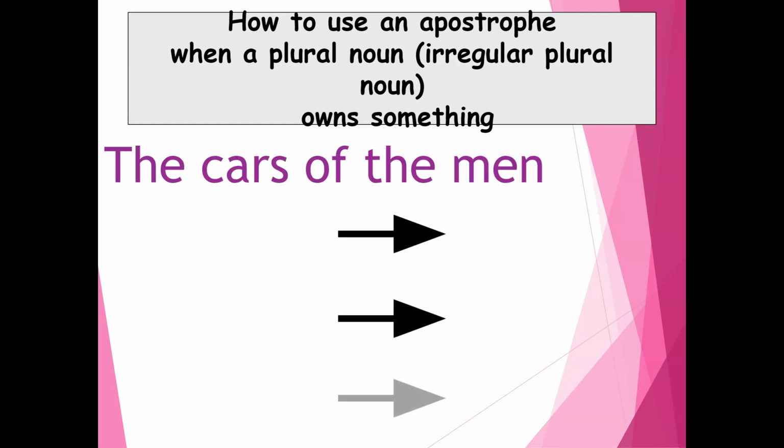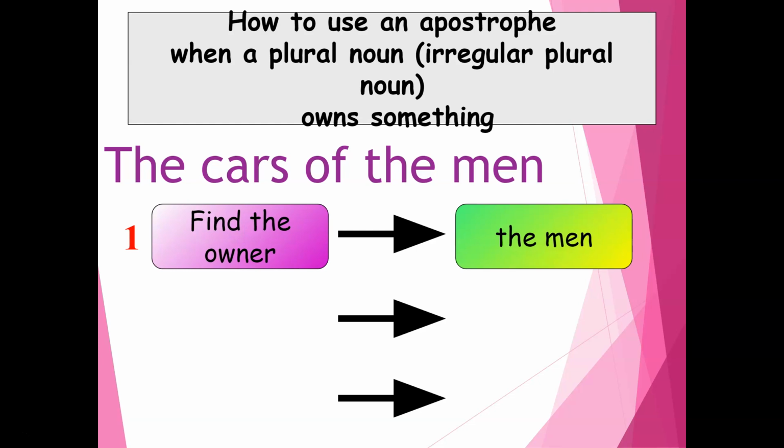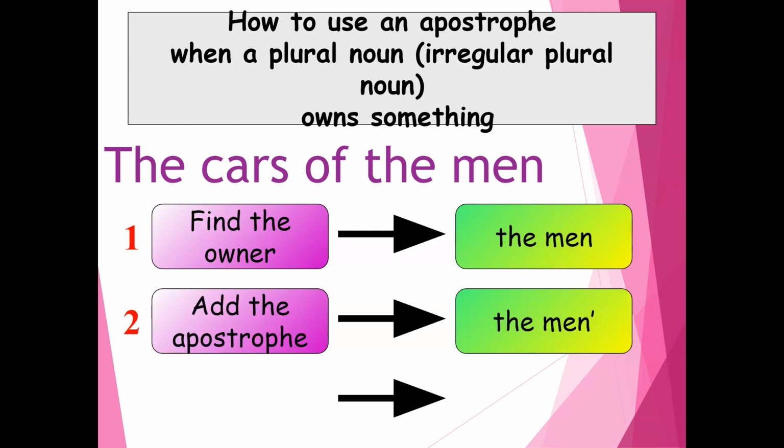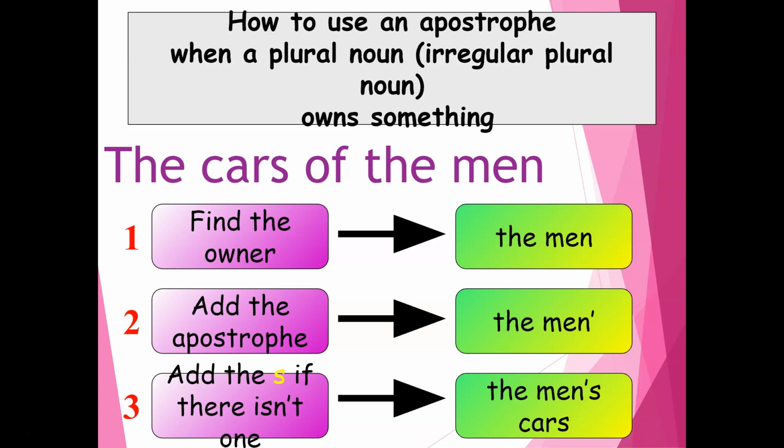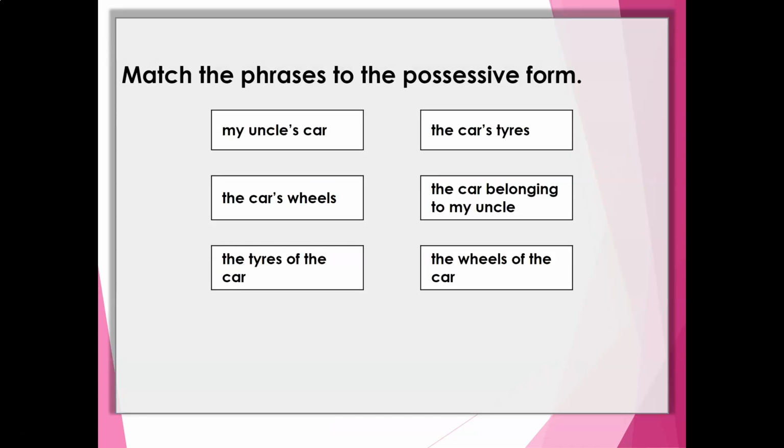The cars of the men. We know that there's plenty of cars because cars is plural here. Who does the cars belong to? Well, the men. Next we add our apostrophe to show possession. And finally, add the S if there isn't one there already. Well, men doesn't end with an S, so after the possessive apostrophe, we pop an S. The men's cars.